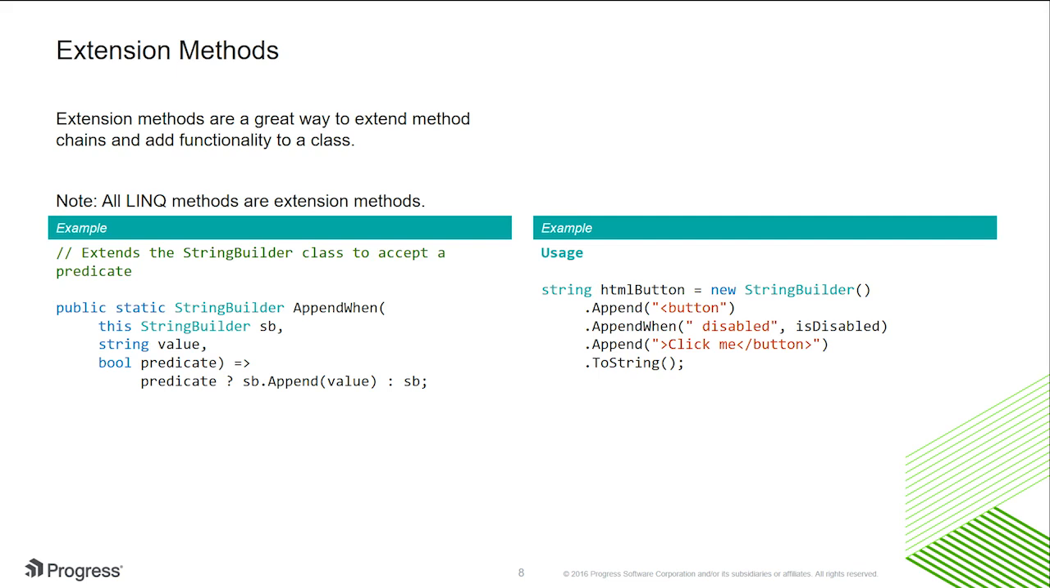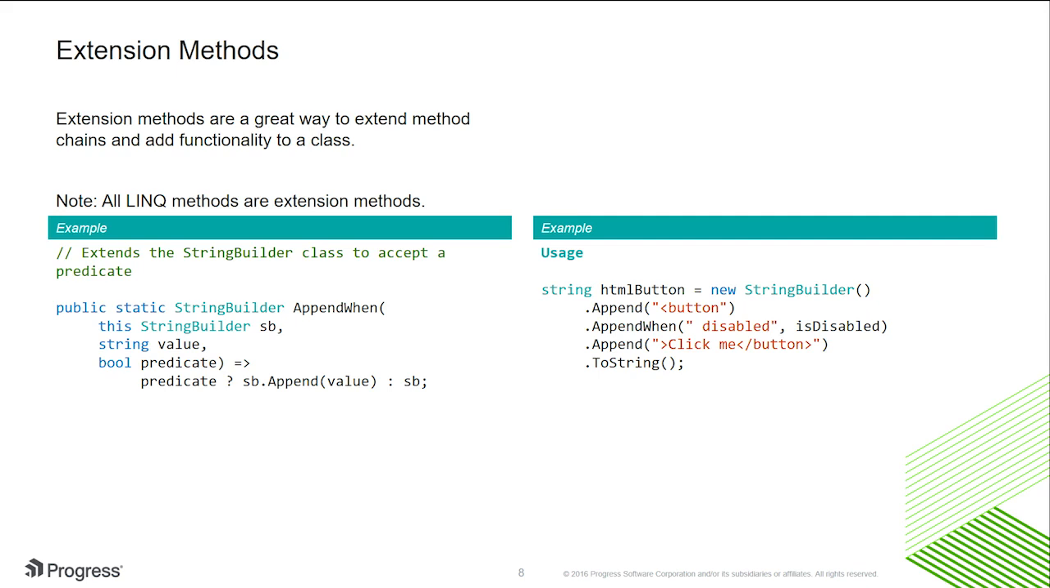So it says if the predicate is true, then append the value. So we're calling StringBuilder.Append. Otherwise, we're just going to return the StringBuilder without modifying it. Okay. So you can see the usage might be something like this, where we want to build up an HTML button, and we're either going to append a disabled attribute onto it by passing in a true or false flag.